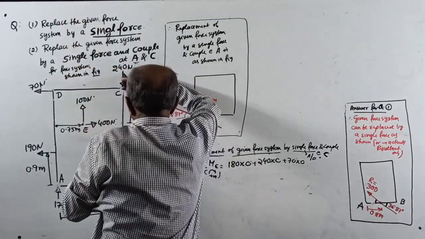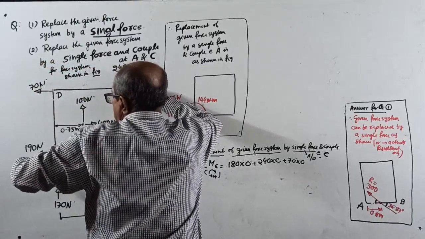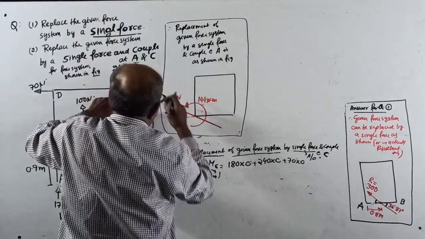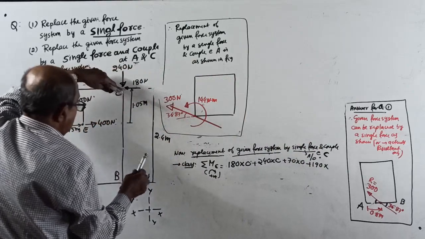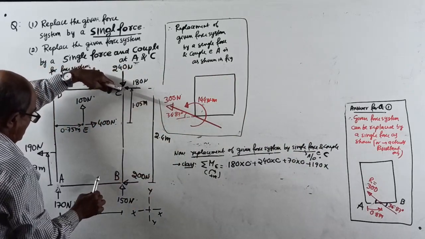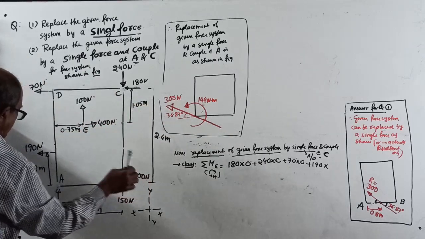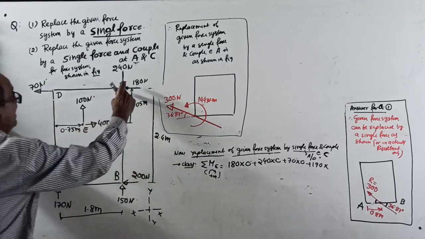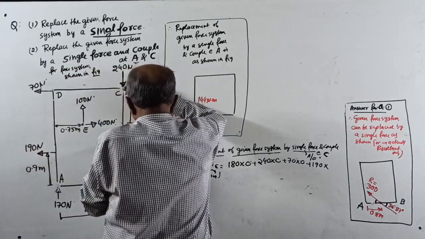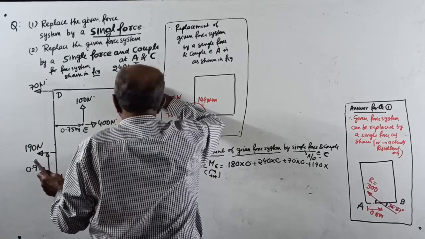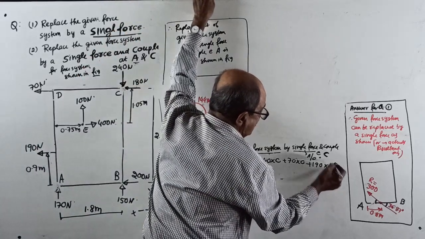Plus 190 into this distance. See here, 190 into this distance, clockwise. This is 2.4 meter. This is 0.9 meter. About C it is 190 into this distance. How much is it? From 2.4, subtract 0.9. It is 1.5. Check how you got 1.5.